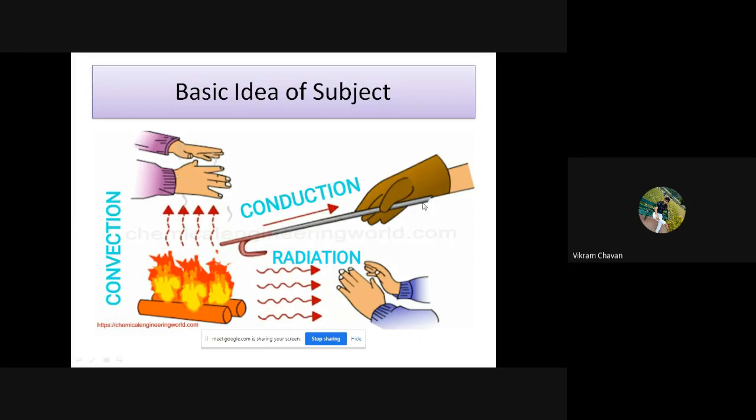Whereas one person is sitting somewhat away from the fire, but then also he feels the heat. Why does that person feel the heat? Here it is the phenomenon of radiation. We have also considered the example of the sun and earth. There is no intermediate medium between the sun and earth, but then also we receive the heat energy from the sun.